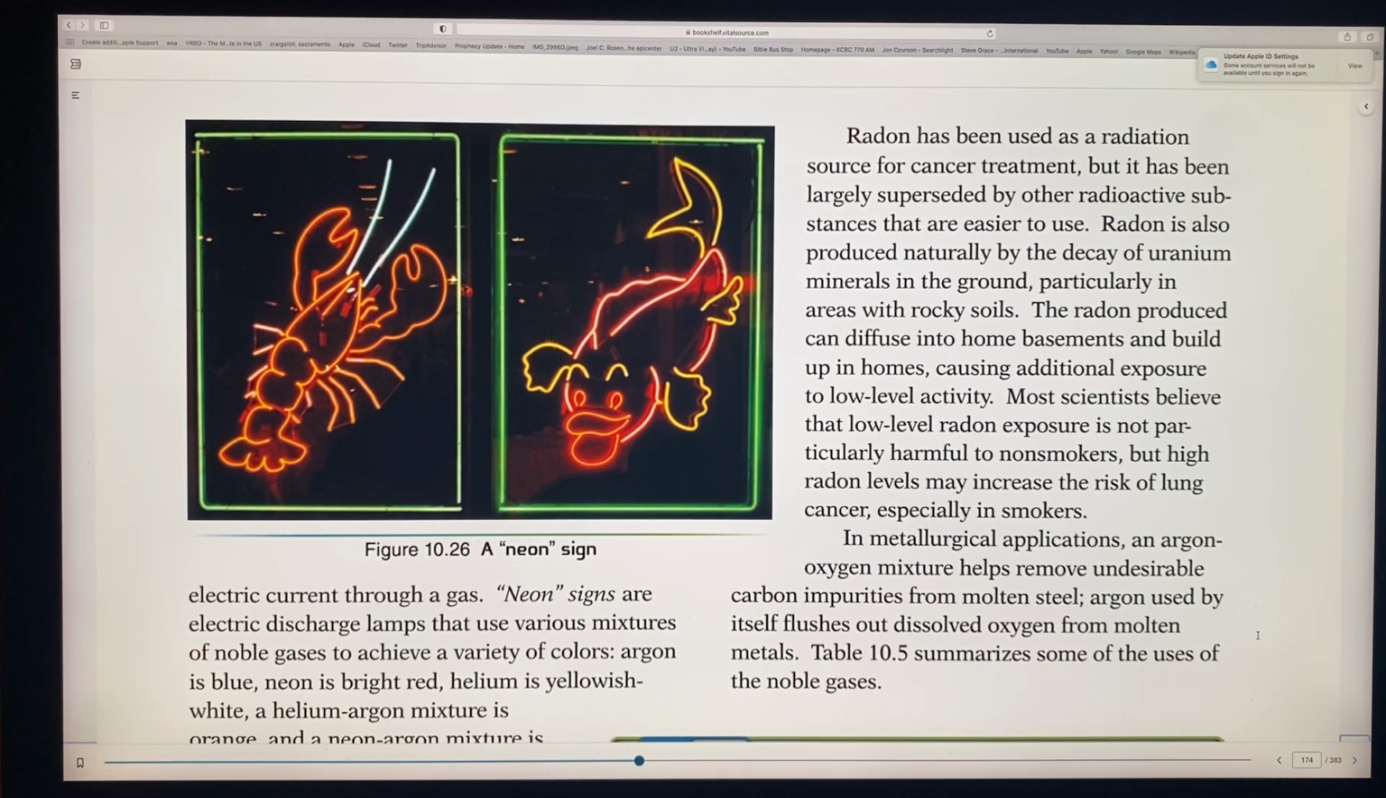Neon signs are electric discharge lamps that use various mixtures of noble gases to achieve a variety of colors. So you can see now our neon signs. Neon and krypton lights, they use those lights in the airports. And xenon is powerfully used in arc lamps.